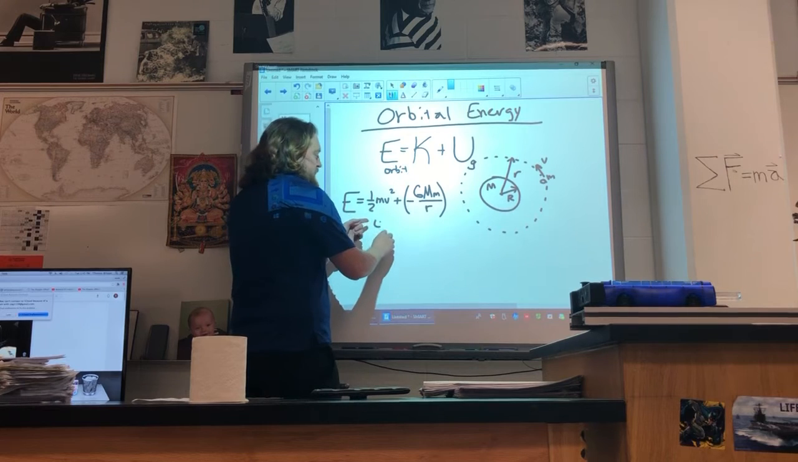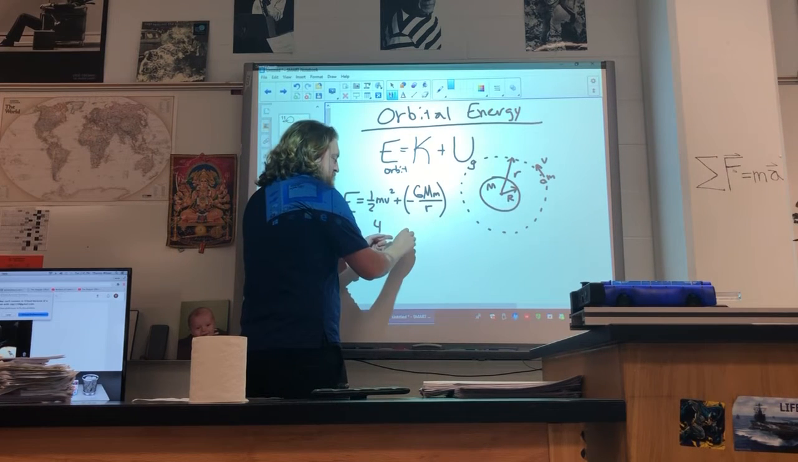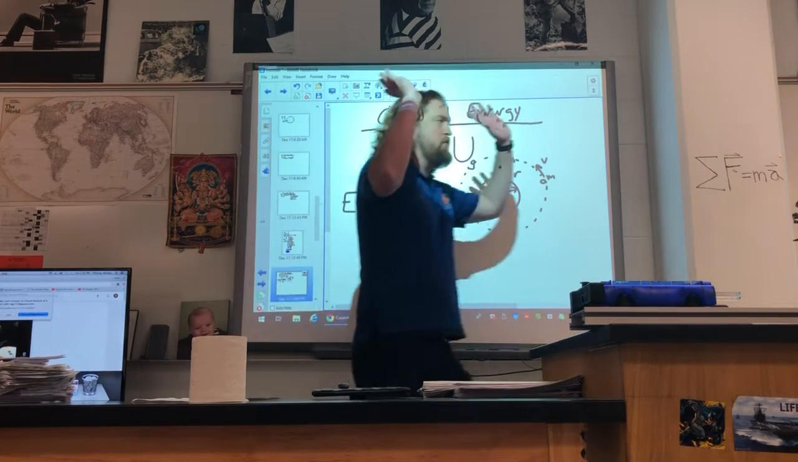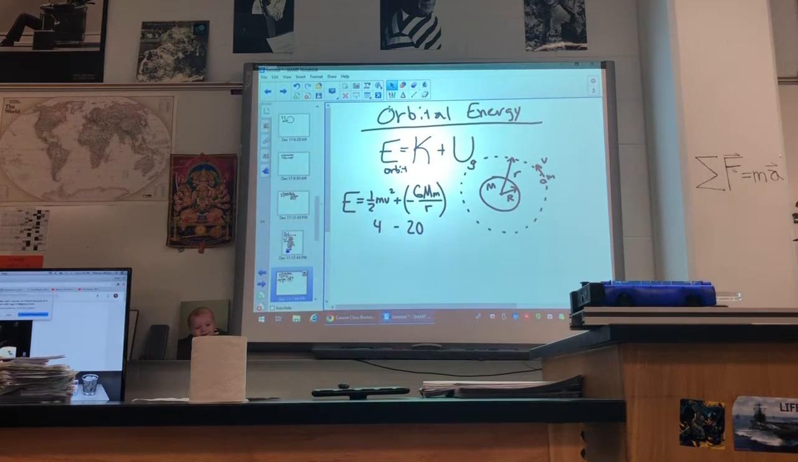Imagine that that right there is 4, and that this over here is negative 20. Okay? Just imagine. Don't worry about the amounts or anything. This is a positive quantity. Do y'all agree? Y'all with me here? Okay. That's a positive quantity. Kinetic energy can't be negative. This is a negative quantity. What does that mean about the total energy compared to just the gravitational potential?